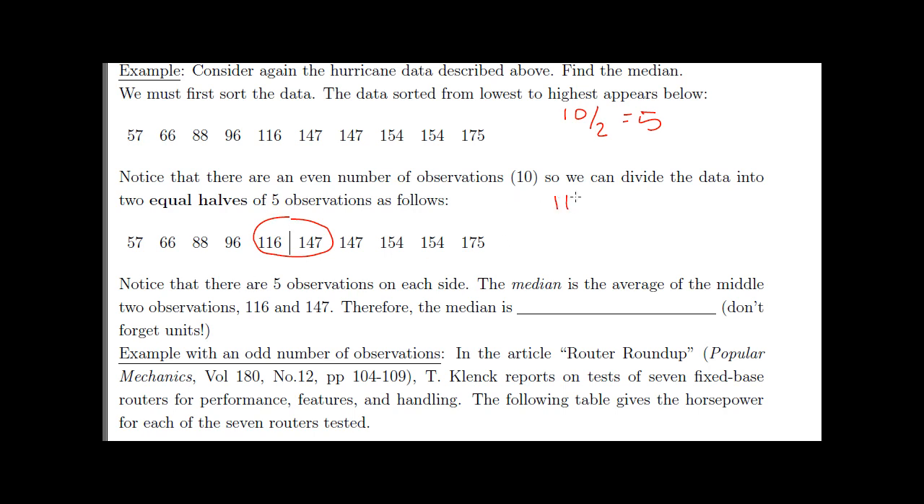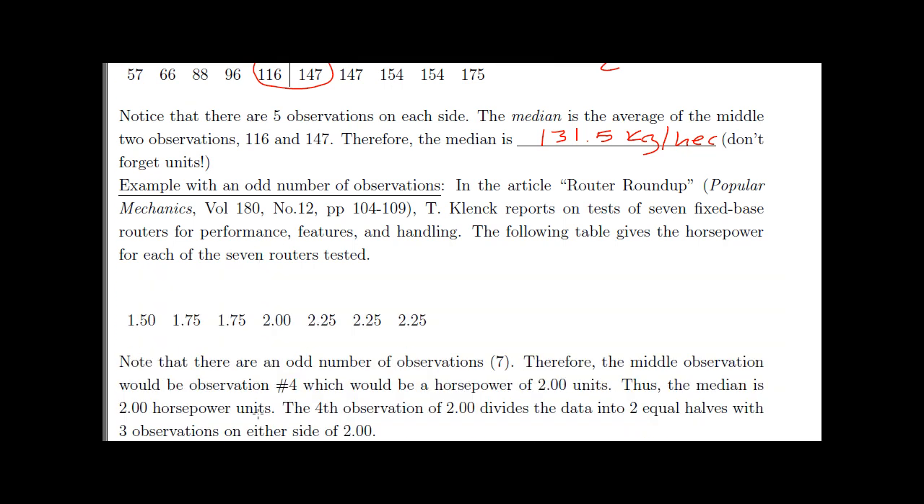So what we do is we take the average of these two observations. So we take 116 plus 147, and we divide that by 2. That gives us 131.5. Okay, so I'm going to put 131.5 here, and that's kilograms per hectare. And that's the median of those observations. Again, you can do this on the TI calculator. The next video is going to demonstrate that.